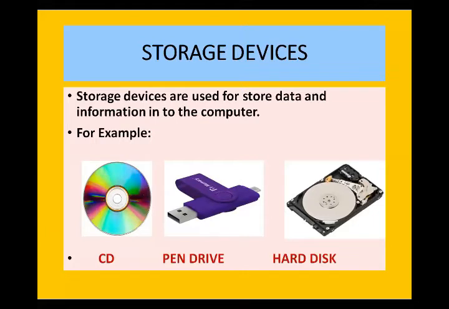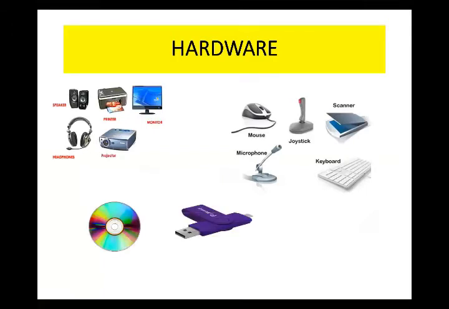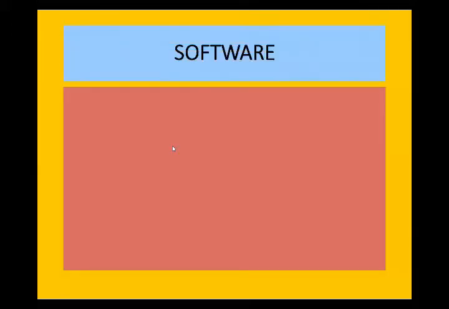But these are all hardware devices, and these hardware devices cannot work by themselves. So hardware needs instructions step by step. So we use different types of software because hardware cannot work by itself. Hardware needs step by step instructions. So we use different types of software.